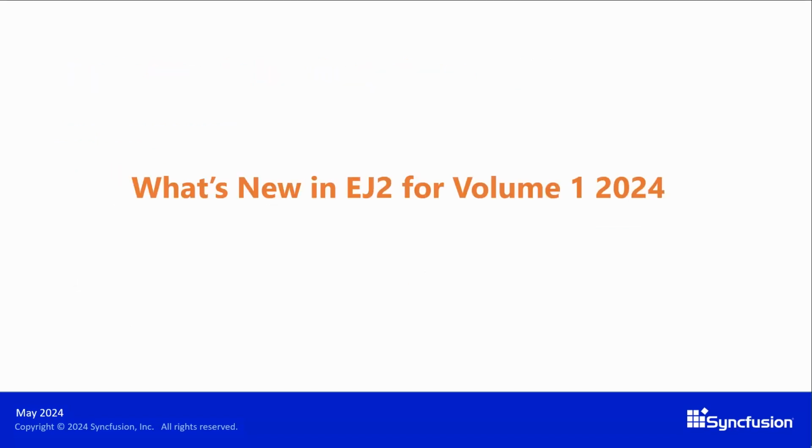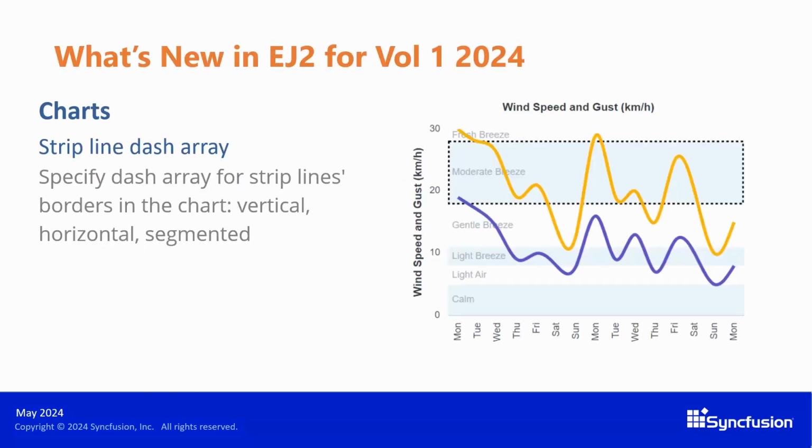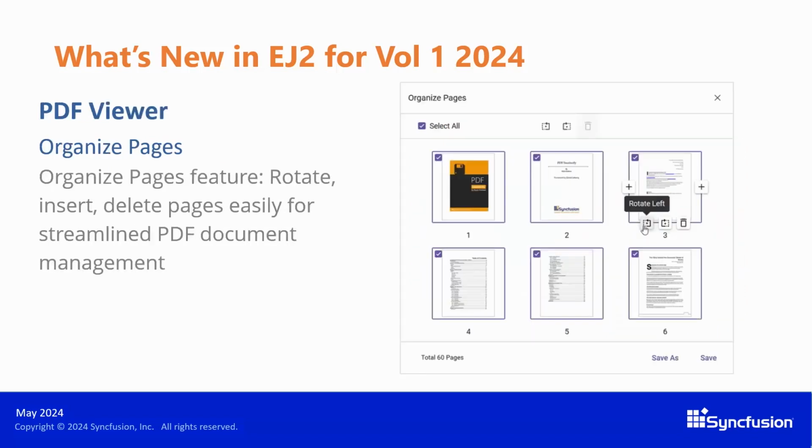That's all about the new components. Now let's see the feature updates. The first on the list is in the charts component. We have provided stripline dash array support in the charts component. This feature allows you to specify the dash array for all types of striplines border, including vertical, horizontal, and segmented types in the chart.